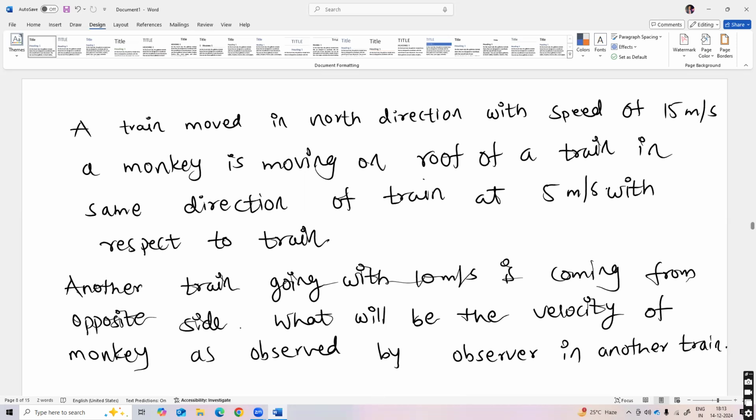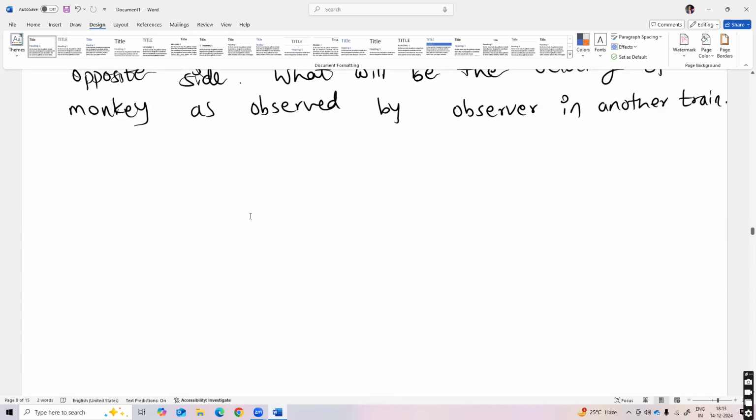Okay, so the train is moving at 15 meters per second. The monkey is moving in the direction of the train at a velocity of 5 meters per second with respect to the train. Let's say this is a train AB. This train is moving at a velocity of 15 meters per second, let's say in the positive x direction.